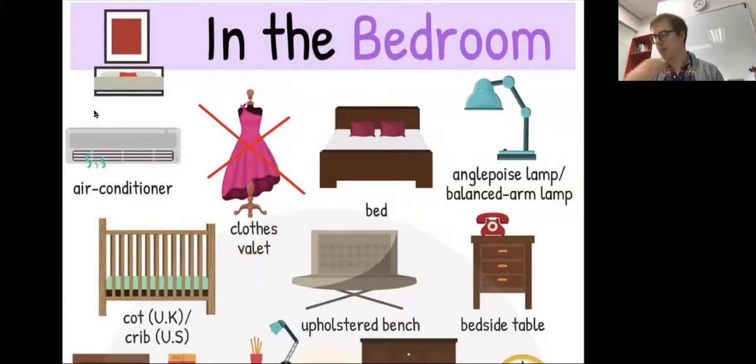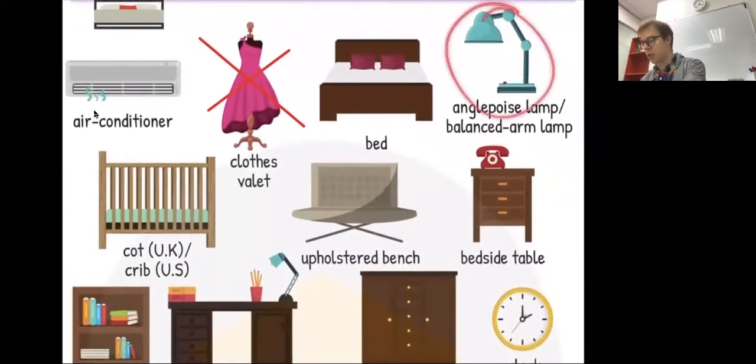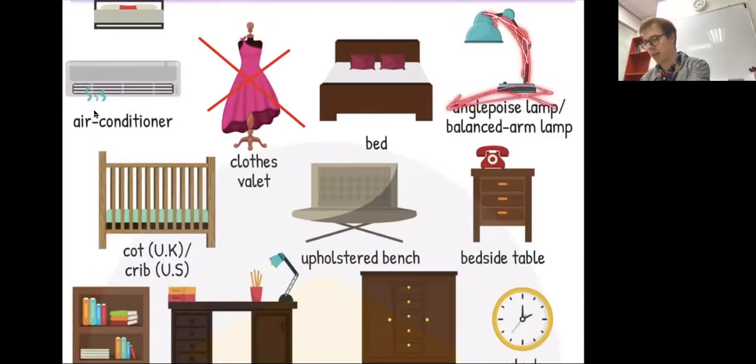The other ones, if I have a lamp, right? You might also have a lamp on your study table, right? A desk lamp. Or this one, we say an arm lamp or a balanced arm lamp. It's the smaller one, right? We can use when we are studying.